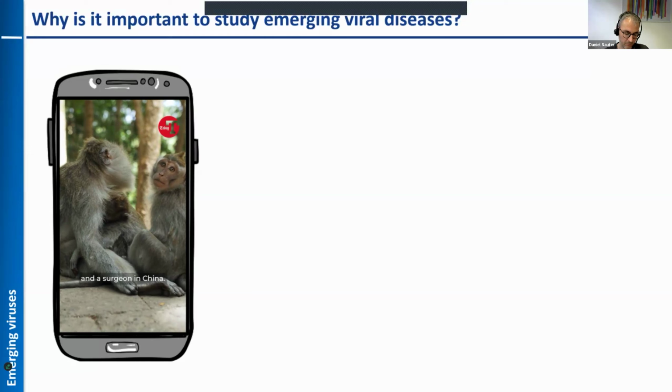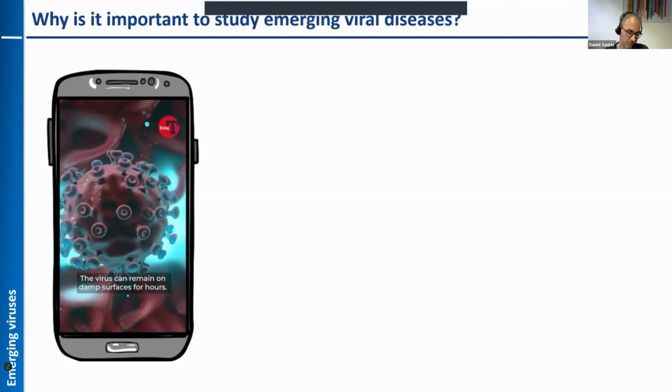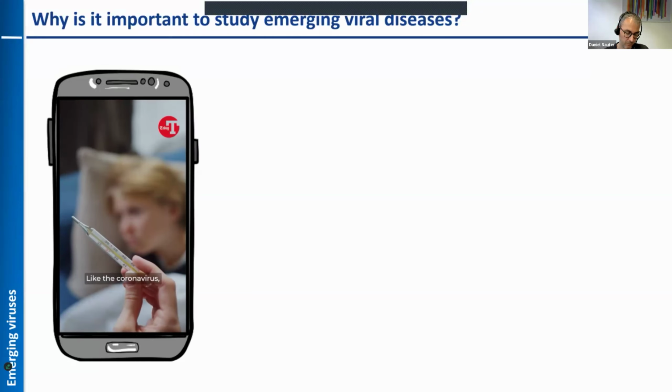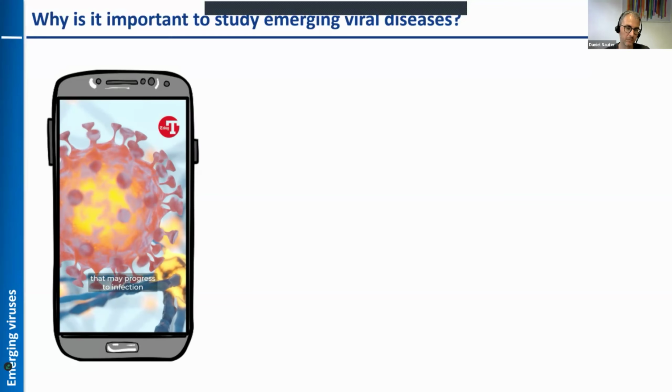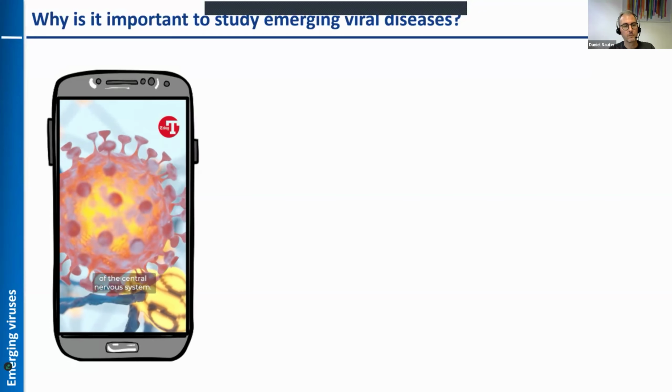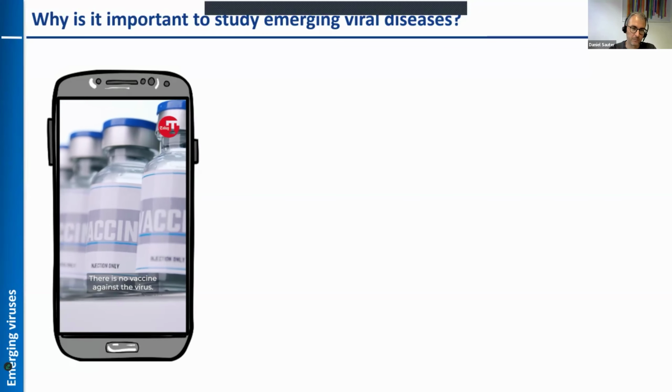The virus can remain on damp surfaces for hours. Like the coronavirus, the B virus initially gives flu-like symptoms that may progress to infection of the central nervous system. There is no vaccine against the virus.